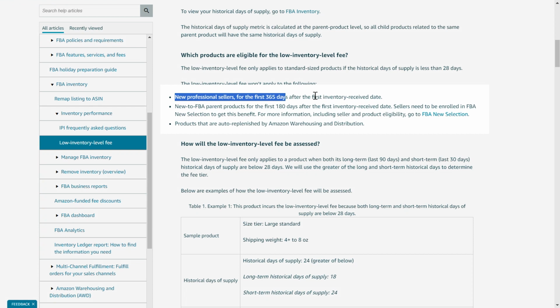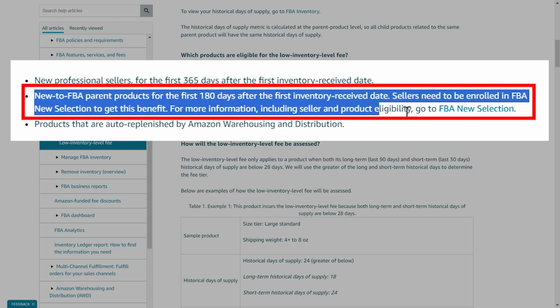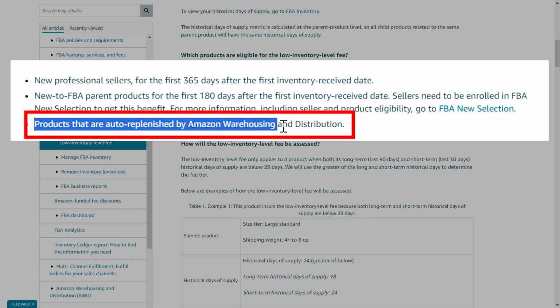Additionally, there are some exceptions where the low inventory level fee will not apply. Number 1. New professional sellers for the first 365 days after the first inventory receipt date. Number 2. New to FBA parent products for the first 180 days after the first inventory receipt date. Number 3. Products that are auto-replenished by Amazon Warehousing and Distribution.